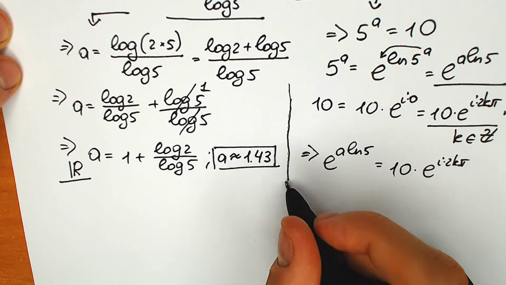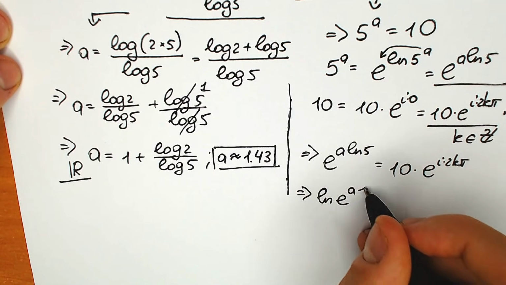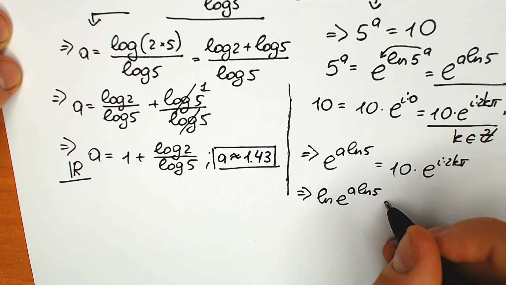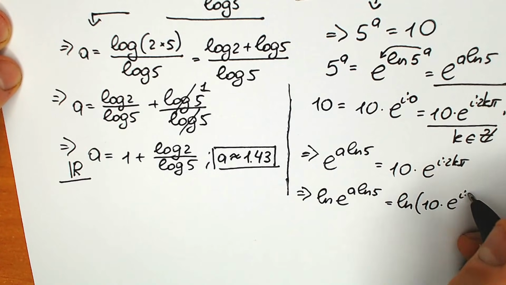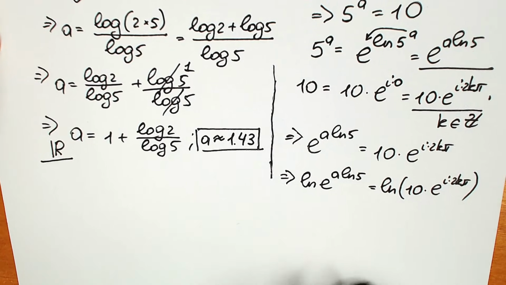Okay, right now let's apply natural log on both sides. Let's do this. So natural log of e to the power a natural log 5. We're going to apply natural log on the left side, and of course we need to apply it on the right side. So natural log of 10 times e to the power i times 2k pi. Okay, really great. Right now, what are we going to do next?